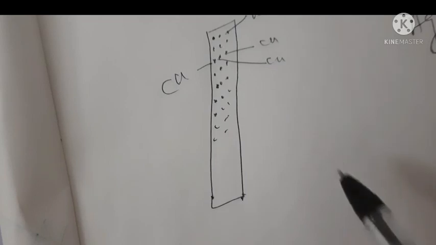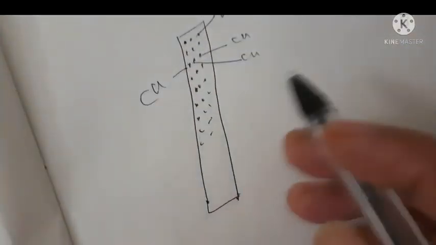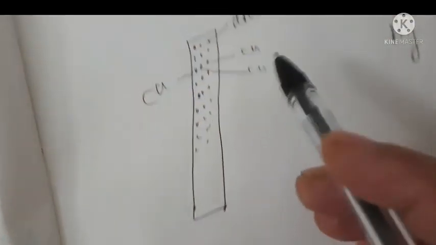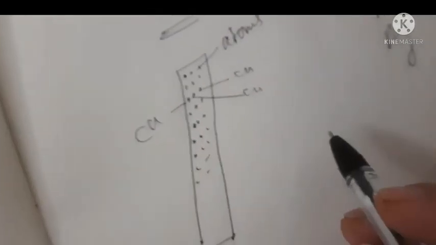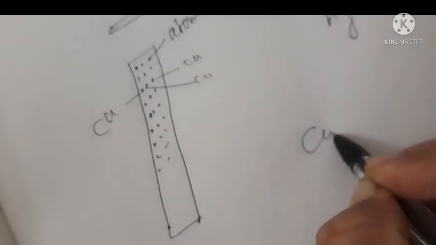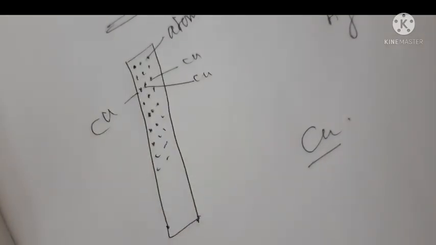Actually, what is an element? It consists of the same type of particles, called atoms or molecules also. Molecules are bigger in size than atoms. Now if this is copper, this cannot be broken into smaller pieces.